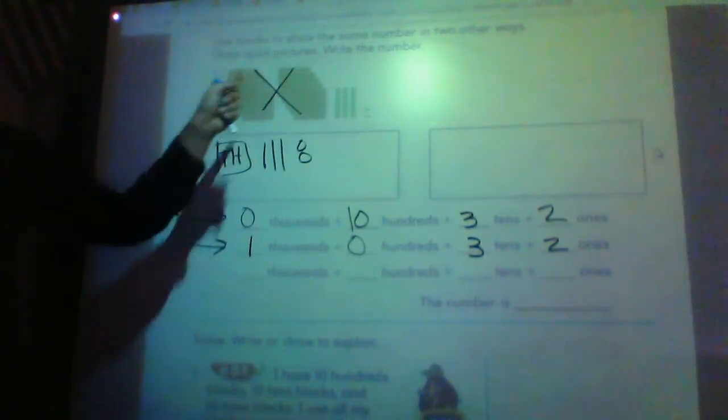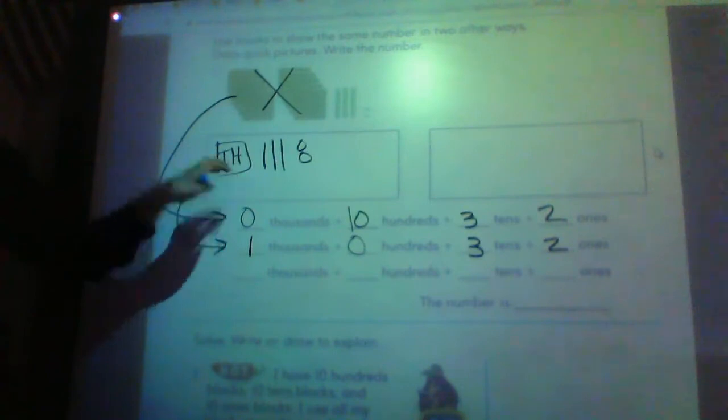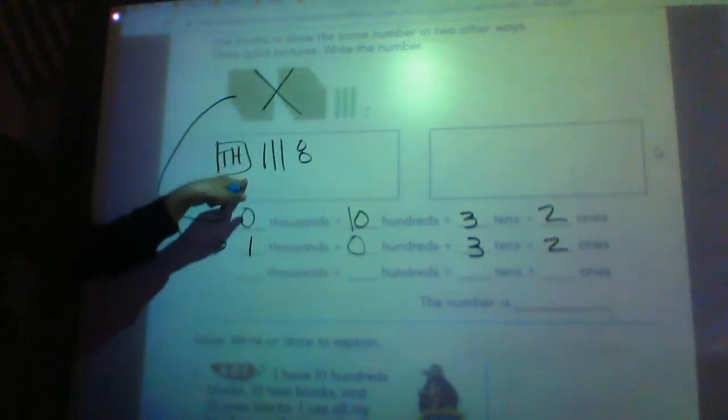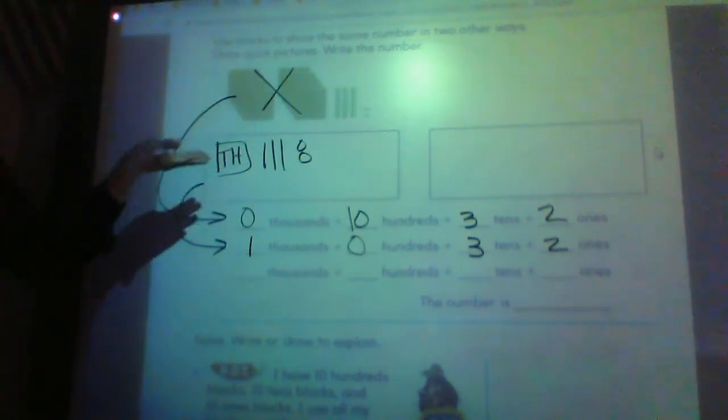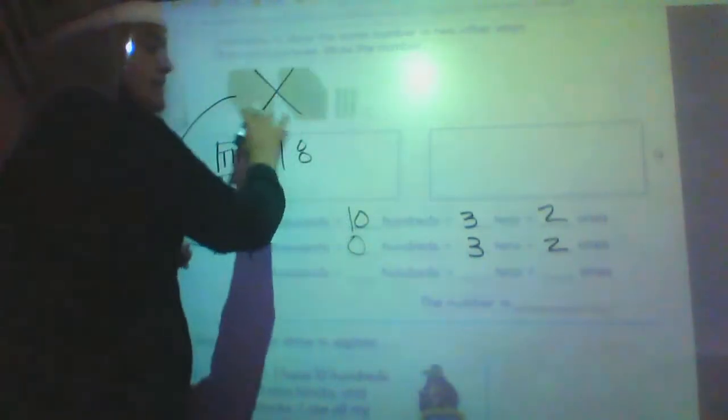Now I have to find a third way to show this picture. A third way that's different from this way. So we already put those into 1,000. Let's not do that again. Let's keep the 1,000. Okay, we can keep these 10 hundreds as 1,000.